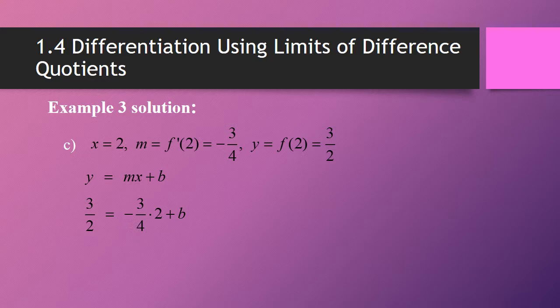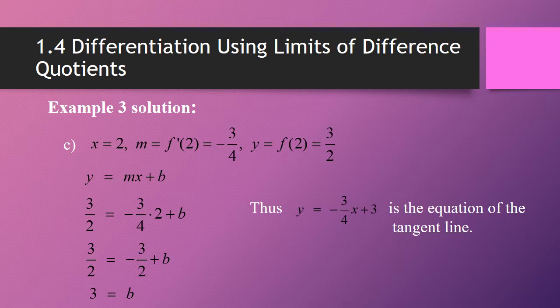This is a perfectly fine way to do it, or you could use point slope form first. And we end up with 3 halves equals negative 3 halves plus b, so b must be 3, which gives us the equation of y equals negative 3/4 x plus 3.